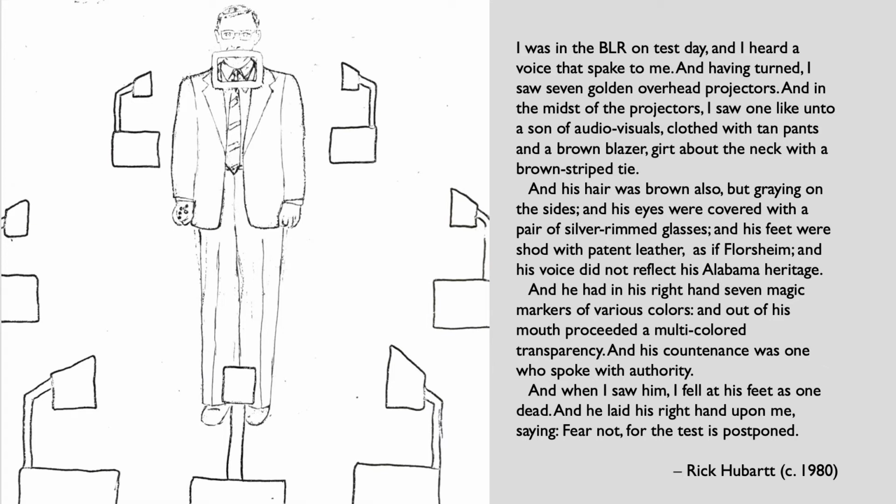I was in the Bible lecture room on test day, and I heard a voice that spake to me. And having turned, I saw 7 golden overhead projectors, and in the midst of the projectors I saw one like unto a son of audiovisuals, clothed with tan pants and a brown blazer, girt about the neck with a brown striped tie. And his hair was brown also, but graying on the sides. And his eyes were covered with a pair of silver-rimmed glasses. And his feet were shod with patent leather, as if floorshime. And his voice did not reflect his Alabama heritage. And in his right hand 7 magic markers of various colors, and out of his mouth proceeded a multicolored transparency, and his countenance was one who spoke with authority. And when I saw him, I fell at his feet as one dead. And he laid his right hand upon me, saying, Fear not, for the test is postponed.